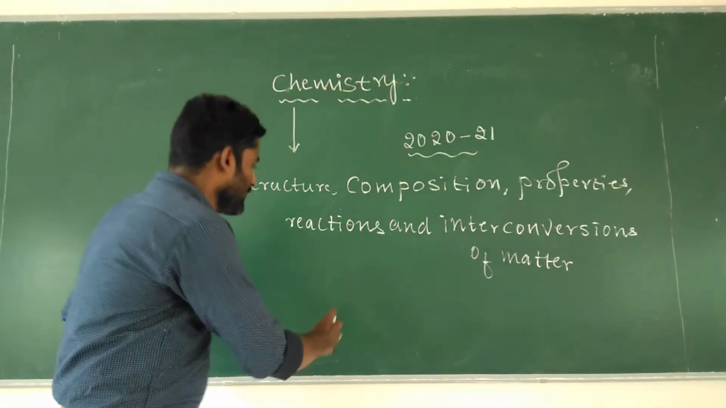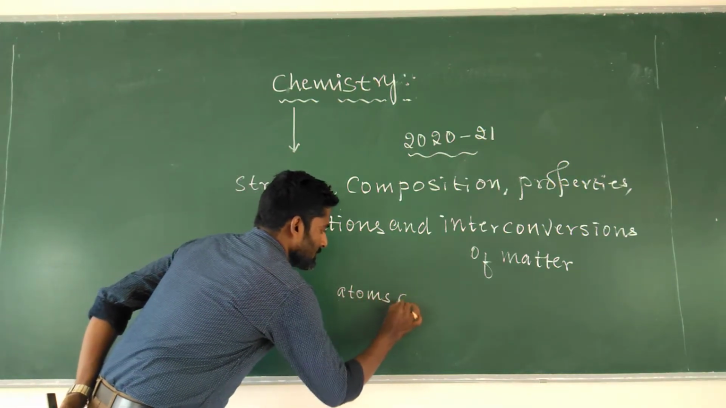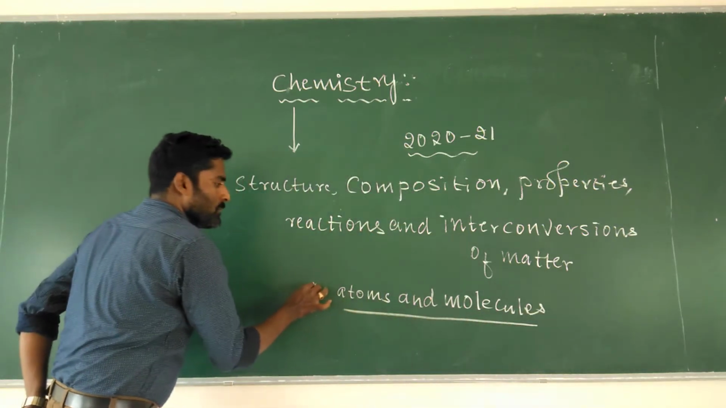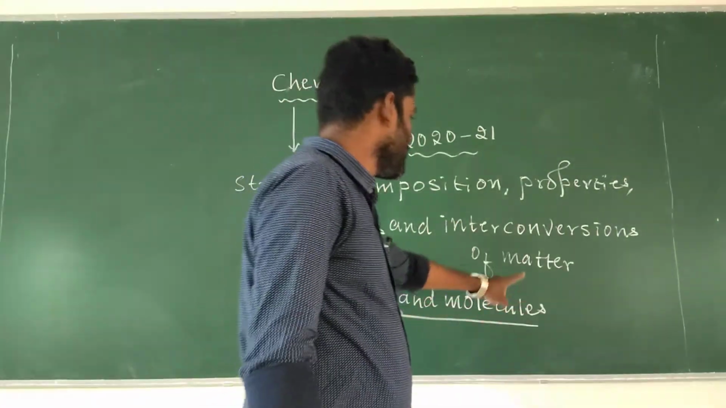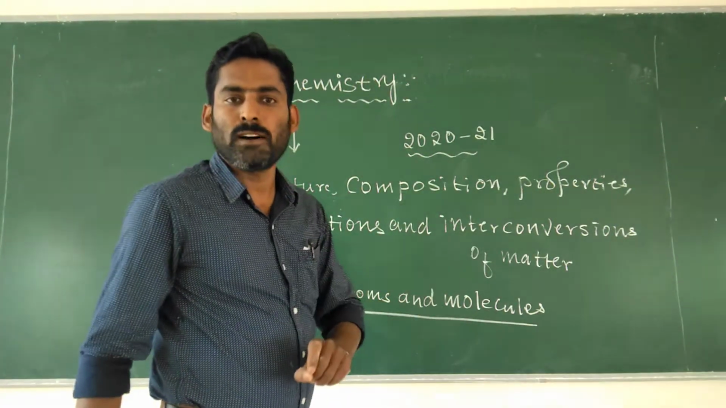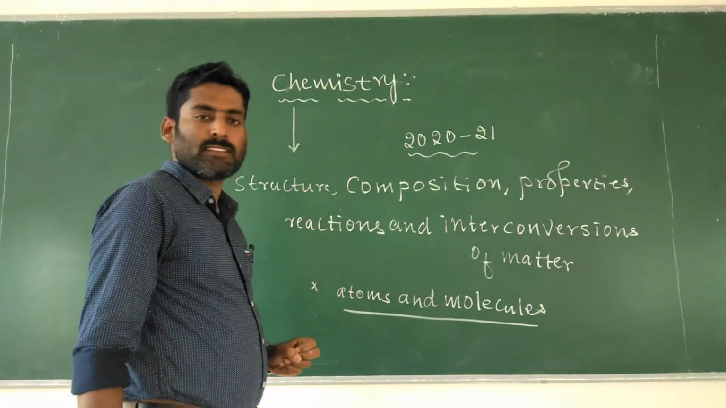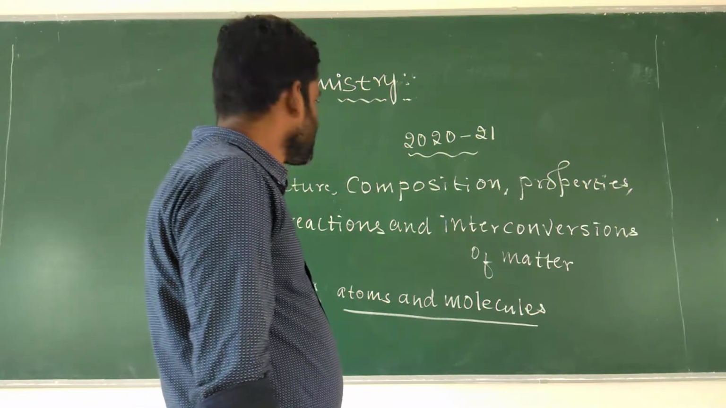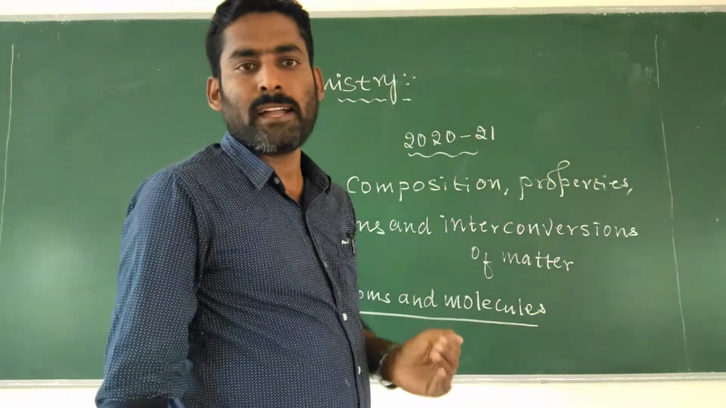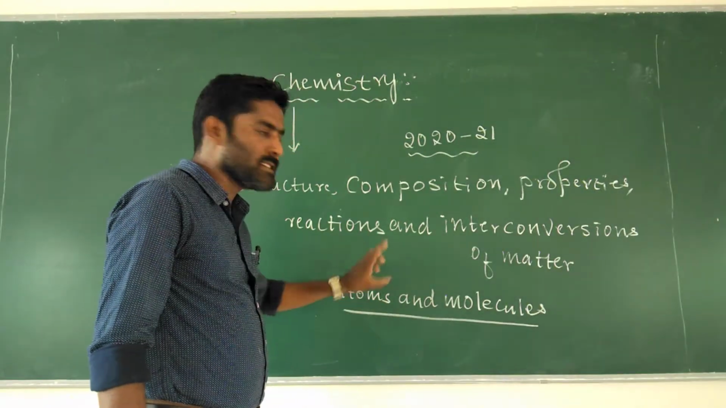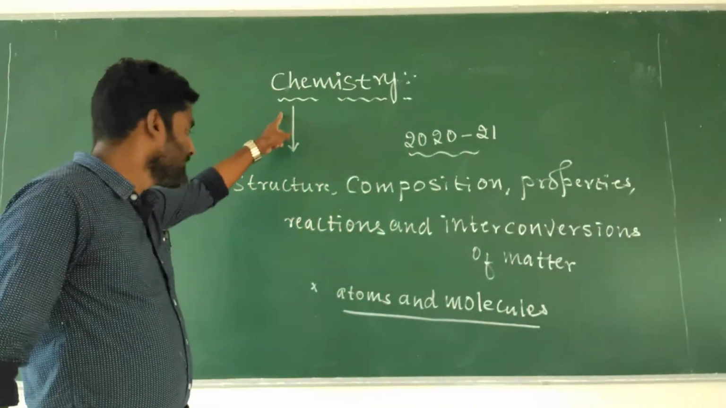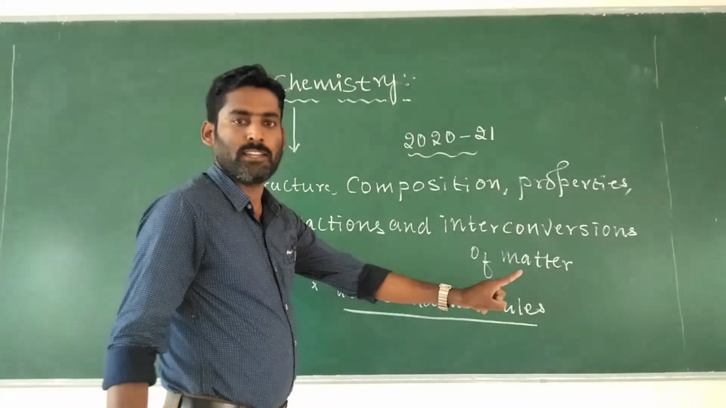The basic constituents of matter are called atoms and molecules. Atoms and molecules are the basic constituents of matter. Hence, chemistry is the study of atoms and molecules. Chemistry deals with the study of structure, composition, properties, reactions and interconversions of matter in nature, and atoms and molecules are the basic constituents of matter. Hence chemistry is the science of atoms and molecules.